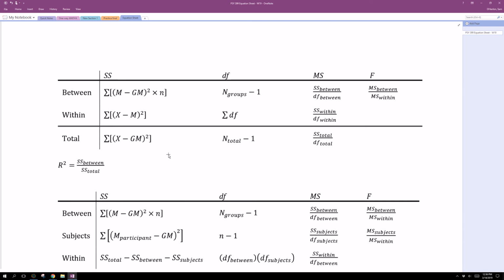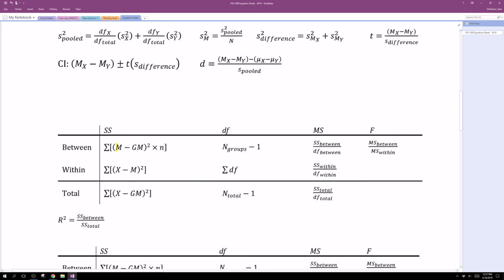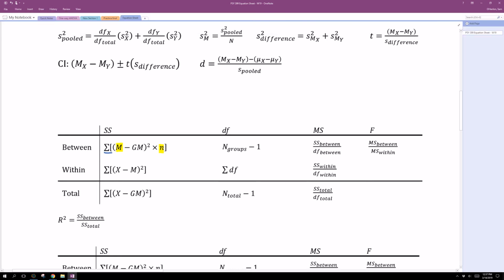Okay. So, deviation, square it, multiply by the sample size, so the size of that individual sample for each mean that you're looking at. Right? Each sample has its own mean and its own n. Right? So you do this for each of your samples and then you add them all up.